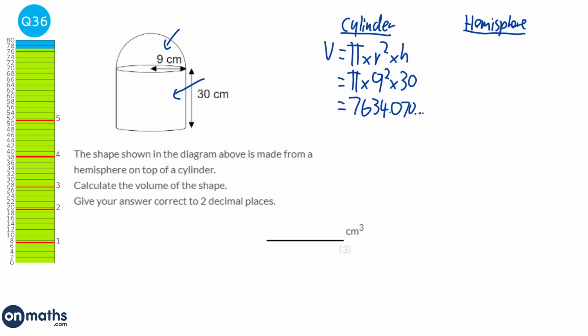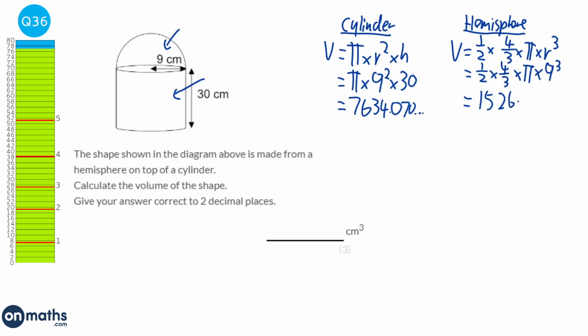Next is the hemisphere. To find the volume of the hemisphere, well, the volume of a sphere is 4/3 times pi times r cubed. But because it's a hemisphere, we just times that by a half. So it's half times 4/3 times pi times r, which is the radius, which is 9 cubed. And that gives us 1,526.814, blah, blah, blah.